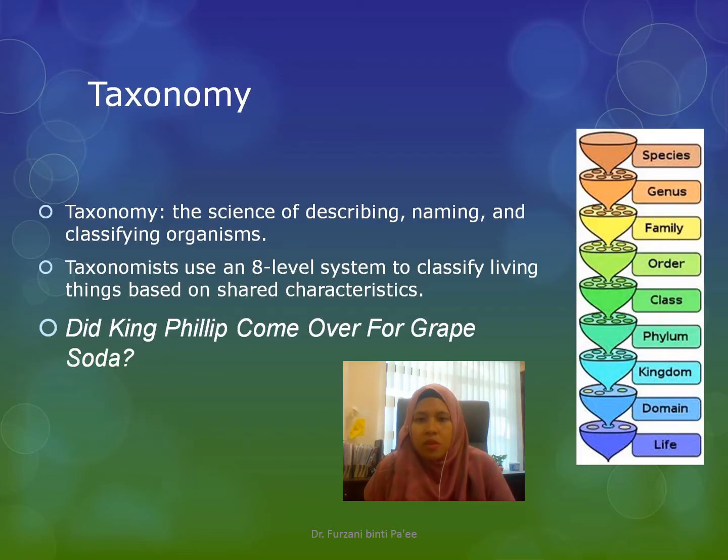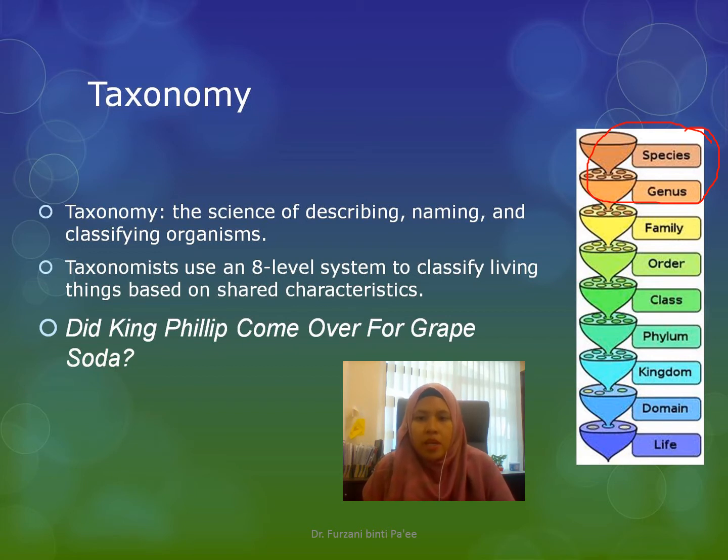Alright, usually we have an 8-level system for taxonomy. The biggest one is life, and then, smaller, domain, kingdom, phylum, class, order, family, genus, and species. Usually the names of animals or plants go to this level, genus and species, which is the most specific. When we have identified living things into their genus and species, it is very easy for us to talk about them, because everybody will be on the same page and we know what we're talking about.